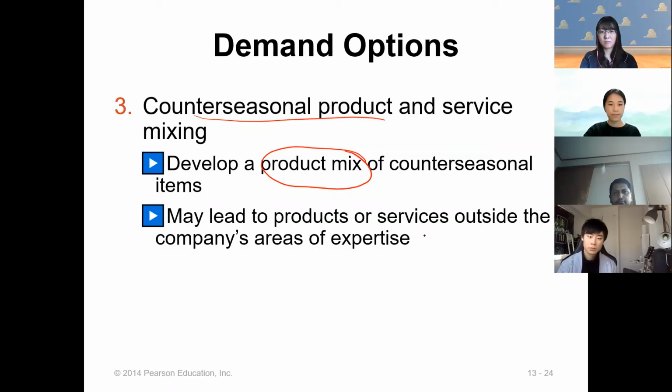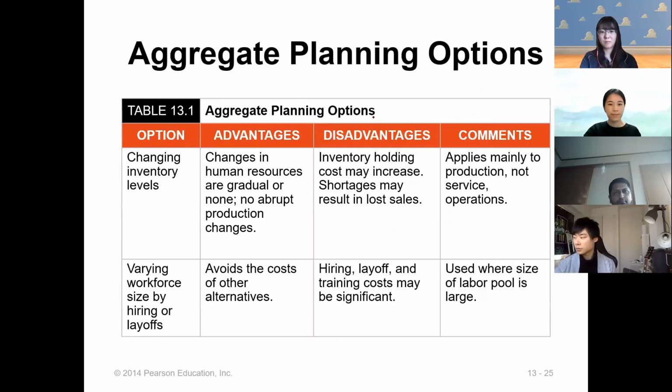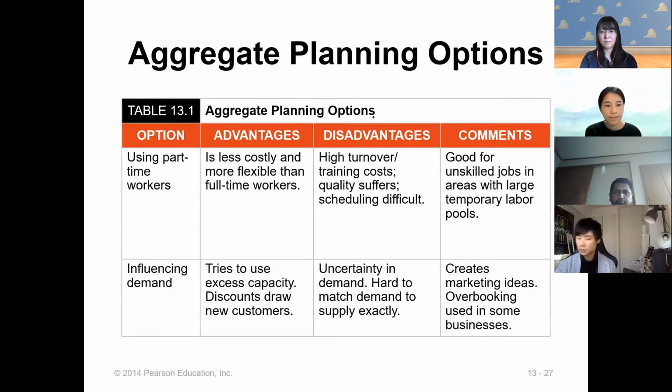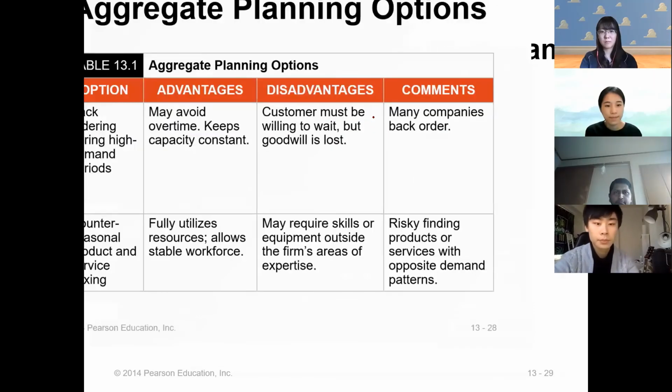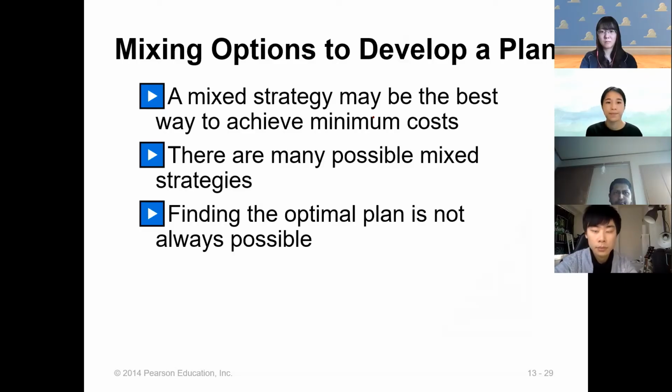So it may lead to products or services outside the company's area of expertise. Of course, this can be resolved. You can invest into new areas of expertise. But anyway, you produce products which are mixed. That's also another option. Okay. So I've shown you just now, this is actually the summary of what I've explained just now. You can read this. Now I'm going to give you an example.